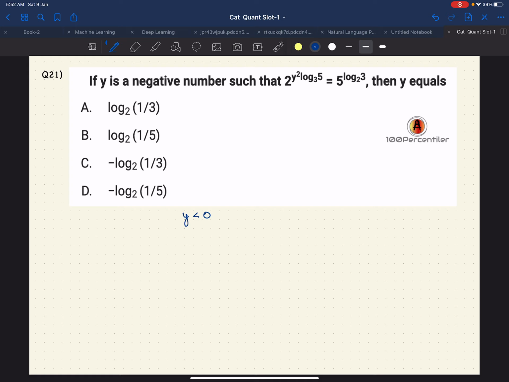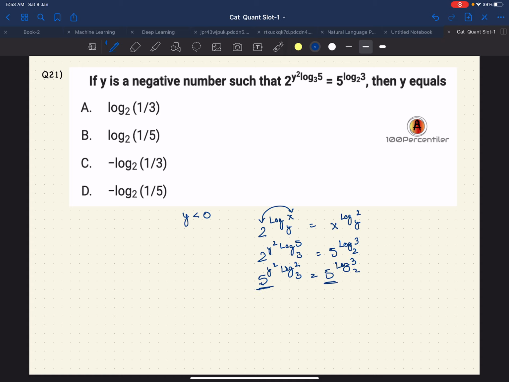So here the property we'll be using is, let's say 2 raised to power log x to the base y is nothing but x raised to power log 2 raised to power y. So these two values can always be interchanged. This is one of the properties of logs. Therefore, using this, we are given here that 2 raised to power y square log of 5 to the base 3 is equal to 5 raised to power log of 3 to the base 2. So this can be written as 5 raised to power y square log of 2 to the base 3 equal to 5 raised to power log of 3 to the base 2.